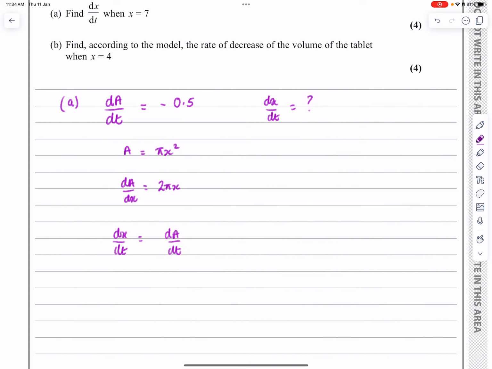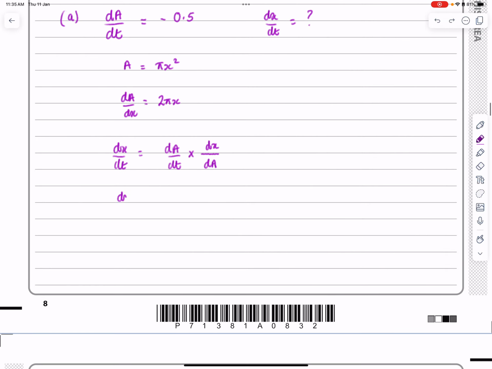is going to be dA by dt. If I want to get dx by dt, I need to make sure that I get rid of the dA, so I need dA down there, and I leave dx on the top. That is not unusual at all, that we actually want dx by dA, even though we've got dA by dx. It's a skill you should have no problem with if you've done any practice of these whatsoever. So in this case, it's dA by dt, minus 0.5, multiplied by, not 2 pi x, but 1 over 2 pi x.